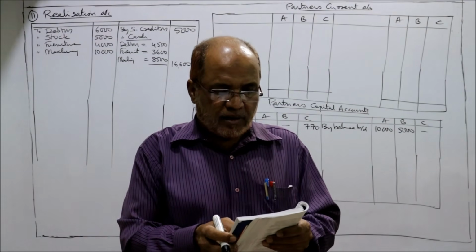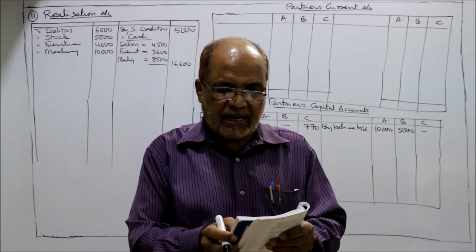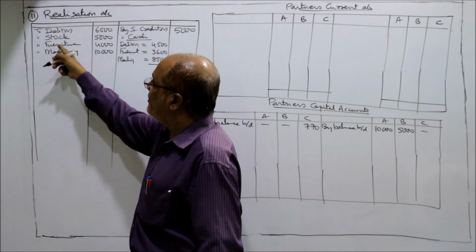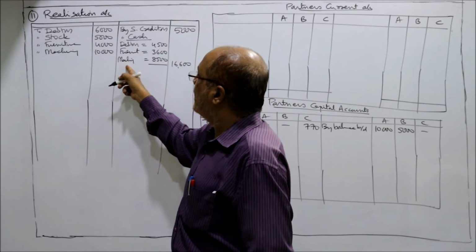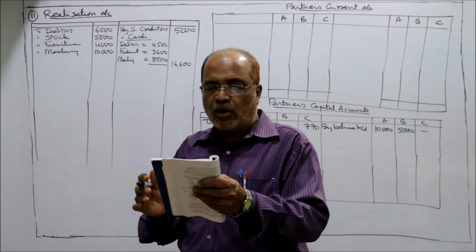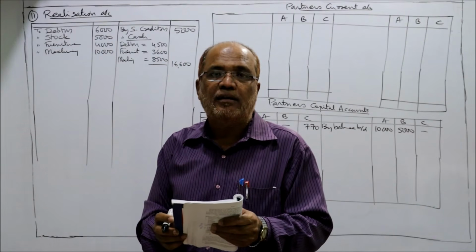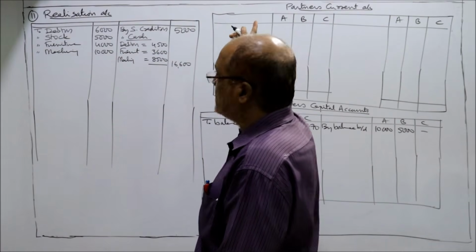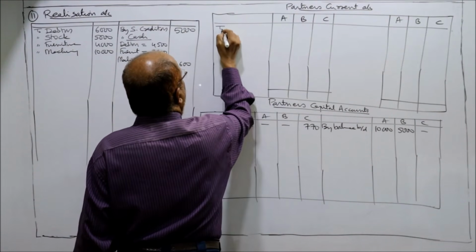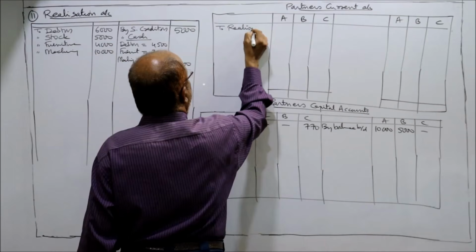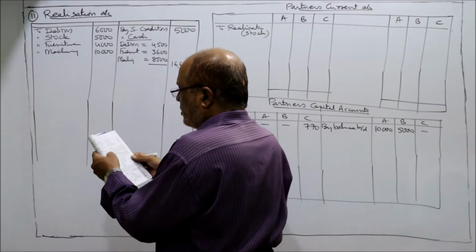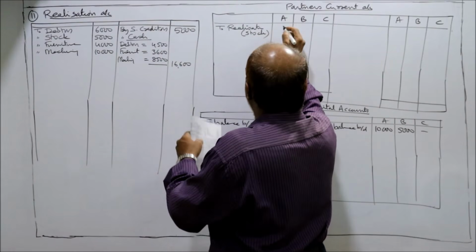Now, stock is taken over by A at an agreed value of 4,000. How many assets are there? Four. Out of four, three were sold. One stock is left, and that stock is taken over by A. So A's capital account, or rather A's current account, is debited to realization. Stock: who is taking over this stock? A. At what value? 4,000.